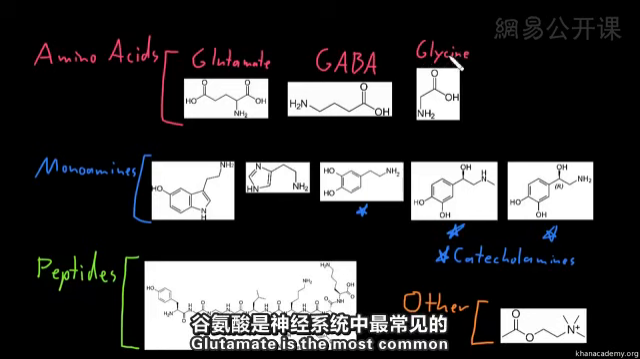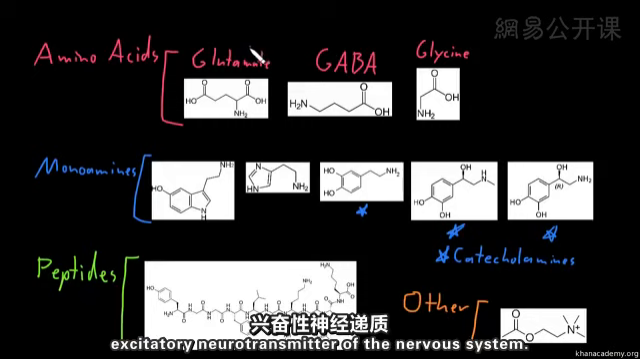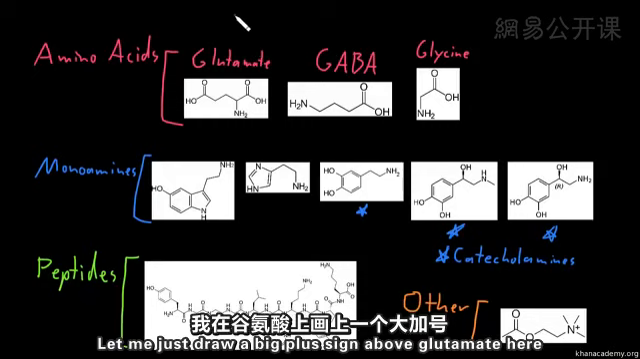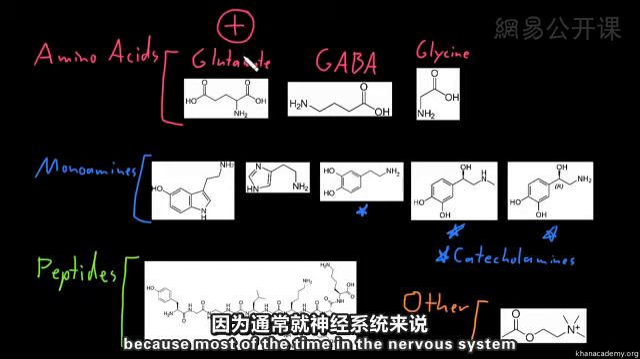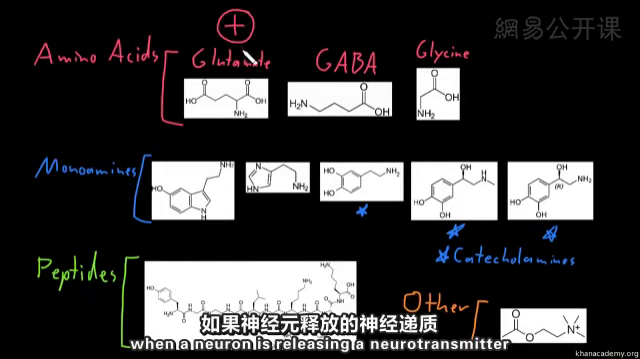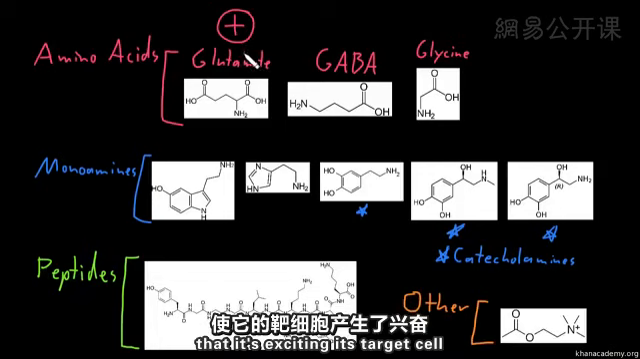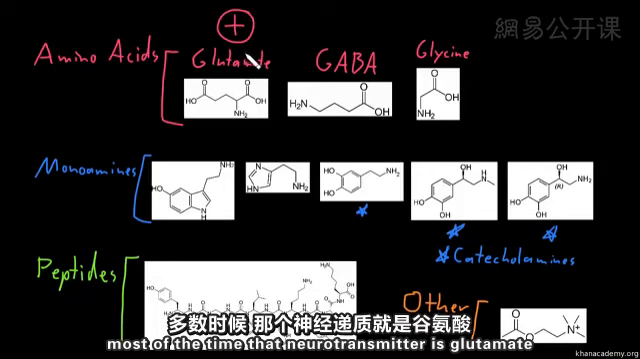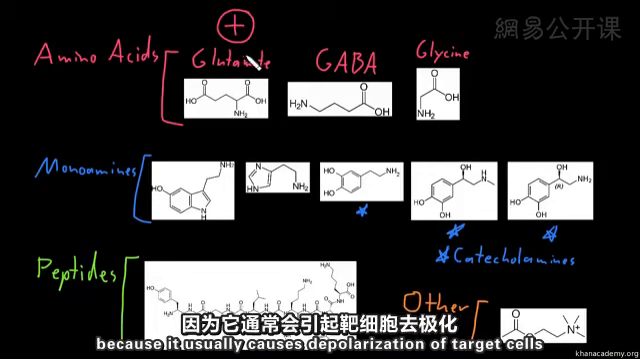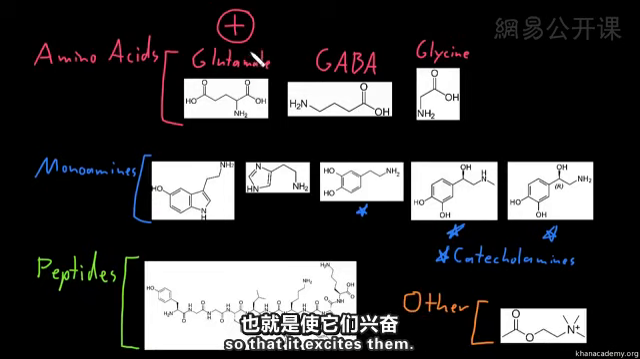Glycine. Now, glutamate is the most common excitatory neurotransmitter of the nervous system. So let me just draw a big plus sign above glutamate here, because most of the time in the nervous system, when a neuron is releasing a neurotransmitter that is exciting its target cell, that neurotransmitter is glutamate, because it usually causes depolarization of target cells so that it excites them.